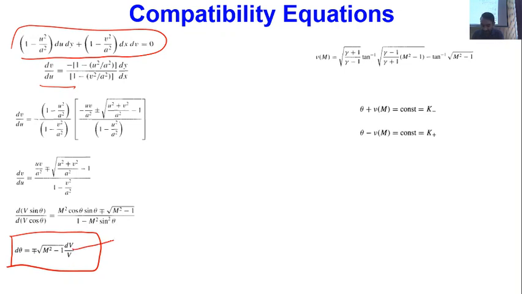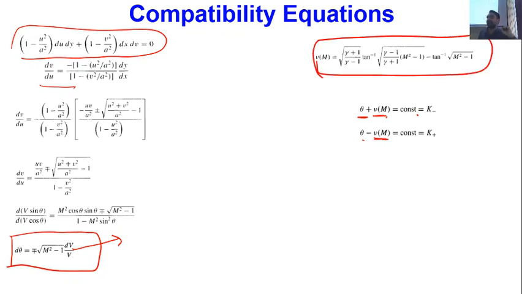Now this dv by v, are you able to relate this equation? If you go to Prandtl-Meyer expansion theory, our equation was d theta equal to plus minus square root of m square minus 1 into dv by v, and when we relate dv by v in terms of Mach number, I can write my solution as theta plus some function of m equal to constant, and theta minus some function of m equal to constant, if my function of m is equal to this.